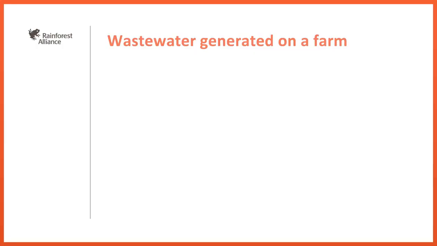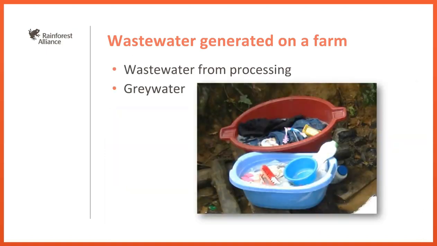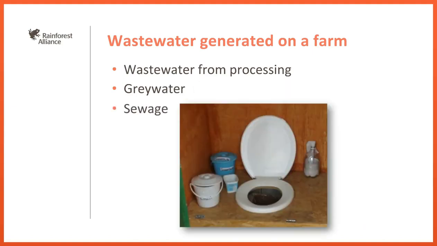What kind of wastewater is generated on a farm? If you have a processing facility, such as a mill, a pack house, or a factory, there's wastewater from processing or washing products. If you have a housing facility on the farm, gray water is generated through cooking, laundry, and bathing. If you have toilets on the farm, they generate sewage. How are these wastewaters managed?